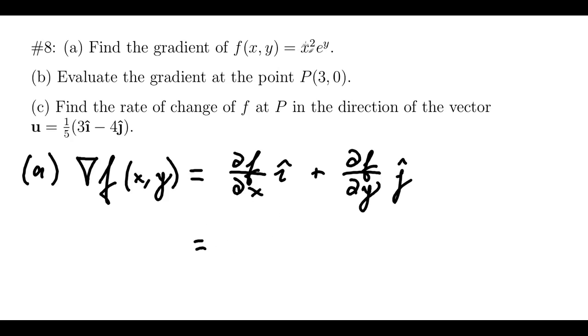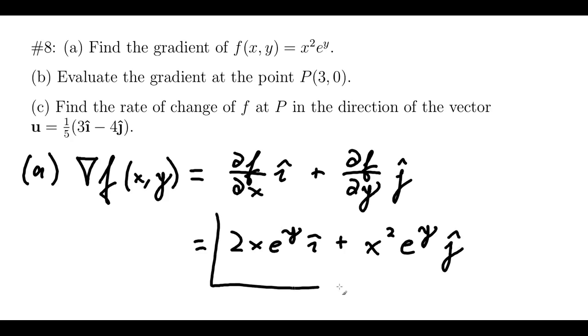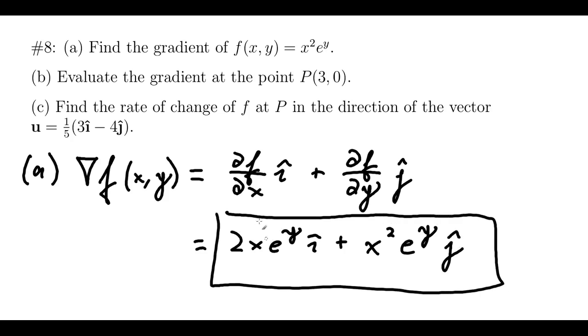Now let's look at this particular function. We have this x squared e to the y, so the partial by x looks like we will have 2x e to the y times i, plus, now we'll take the partial by y, and we get x squared e to the y j. And that is the answer to part A. That's all the gradient is.